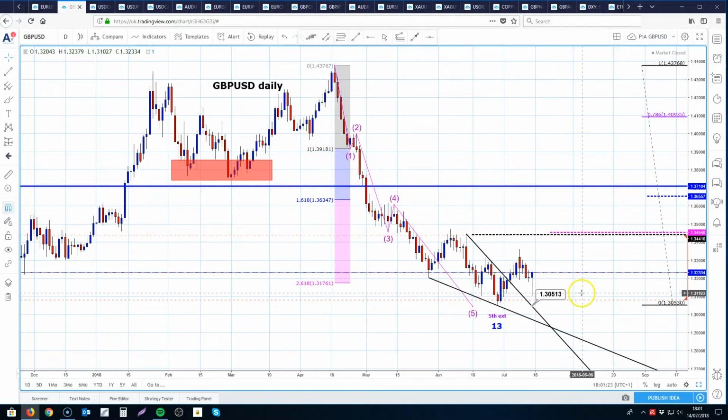We didn't get to that level on Friday. We've seen this strong move to the upside. The measured move target for the breakout of this wedge is 134.40. We've got bespoke resistance at 134.54.